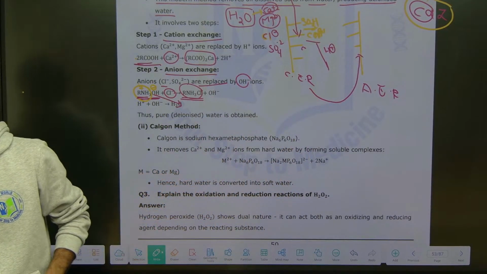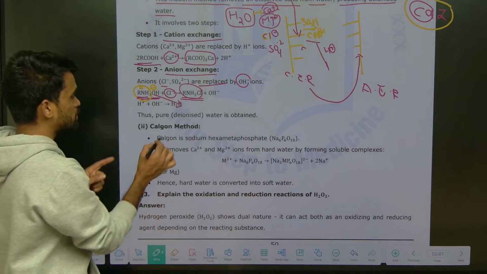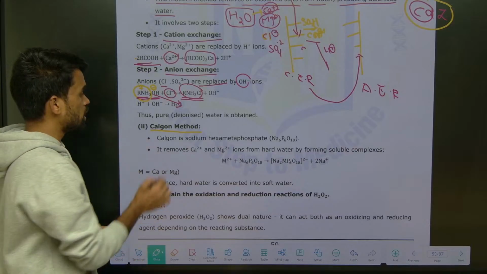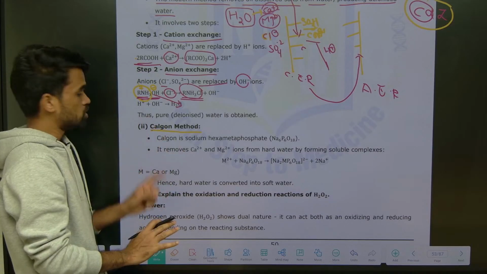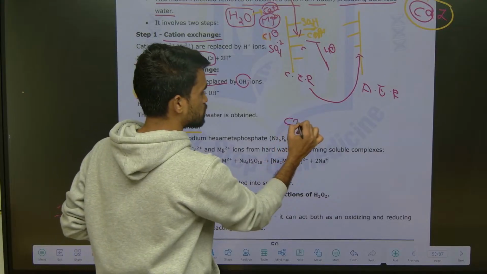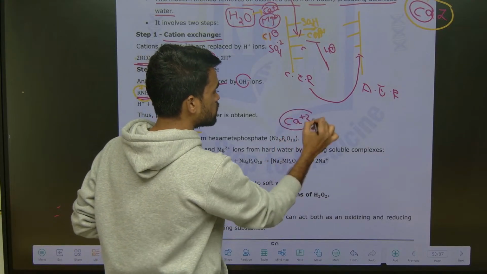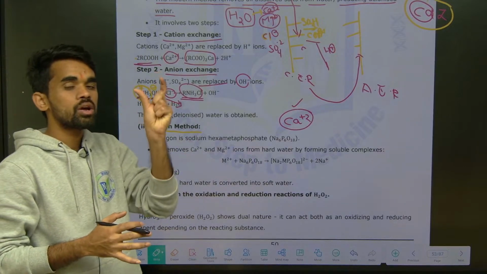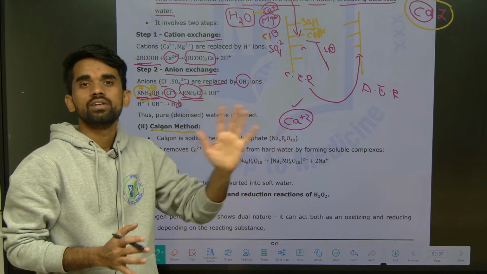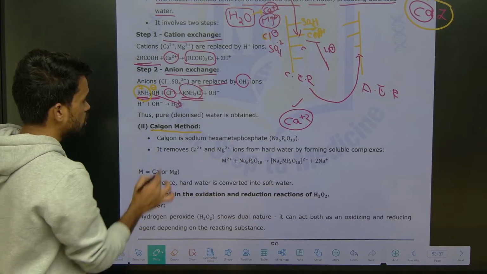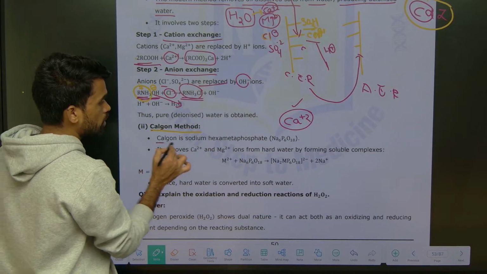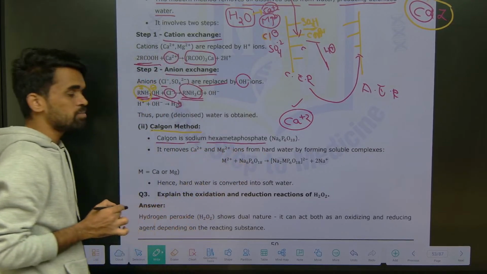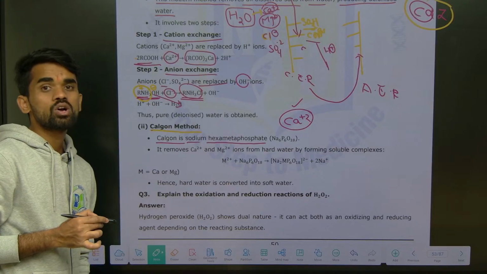Next method is Calgon's method. What is that? See, the name itself says Calgon, so it means calcium gone, you can remember. Calcium is a hardness causing substance, so you can remove this calcium using Calgon's method. So, Calgon, calcium gone method, you can remember it that way. So what do we mean by Calgon? Calgon is sodium hexametaphosphate.